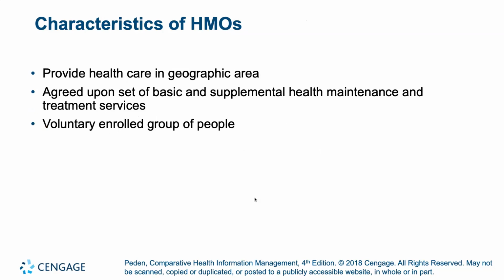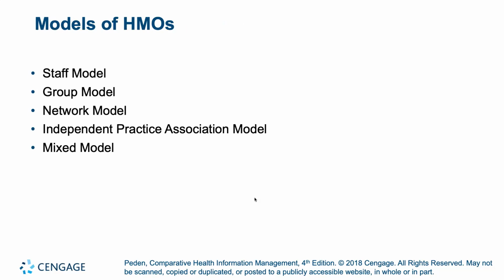HMOs typically provide health care in a specific geographic area. That may be a region, that may be a state, it can range anywhere from several counties to a state, to several states, to a certain part of the United States. It's an agreed upon set of basic and supplemental health maintenance and treatment services, and the people who enroll in these do it voluntarily. This is a choice.